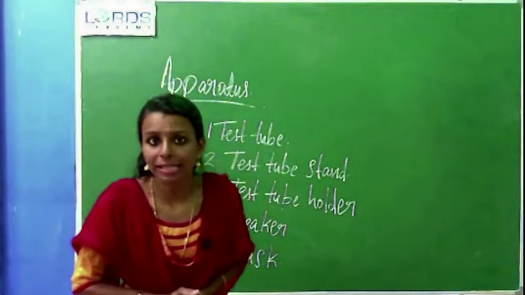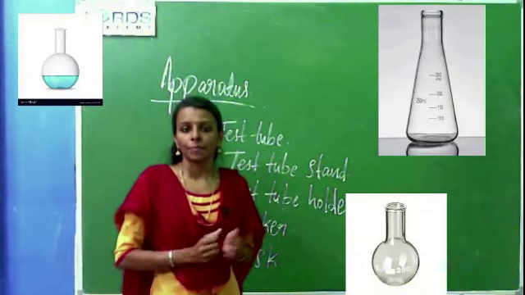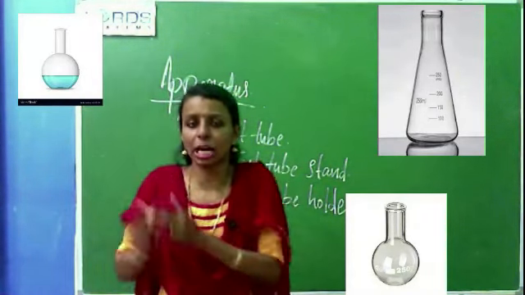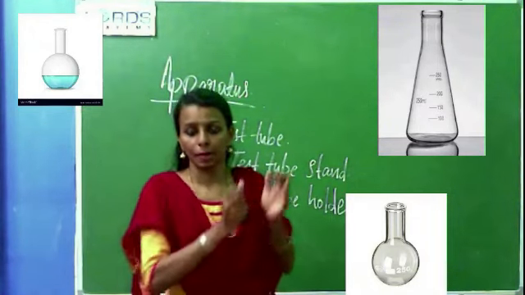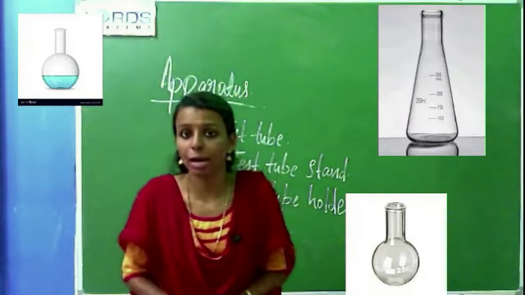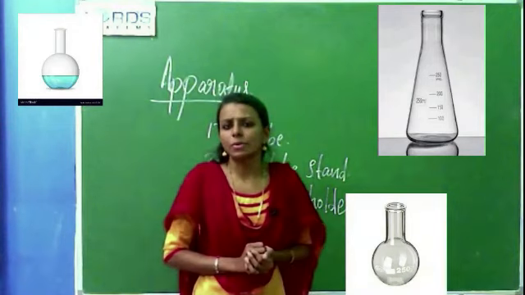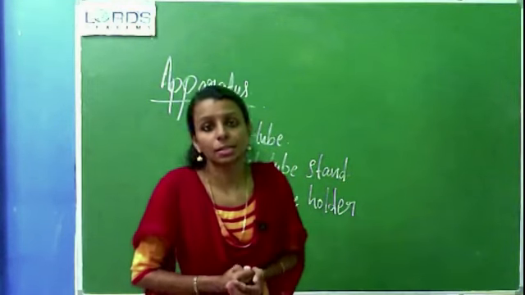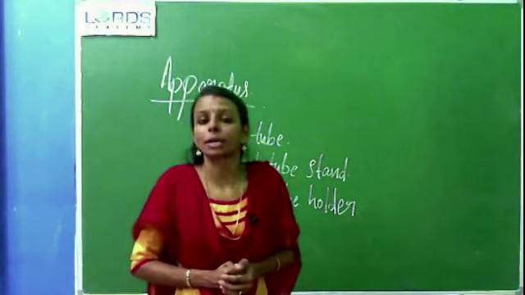The next apparatus, flask. Just look here. We can see three different shape containing flasks. Three types of flask are present here. One is round bottom flask, flat bottom flask, and conical flask. What is the use of this flask? The flask is used during experiments to hold sufficient quantities of chemicals.